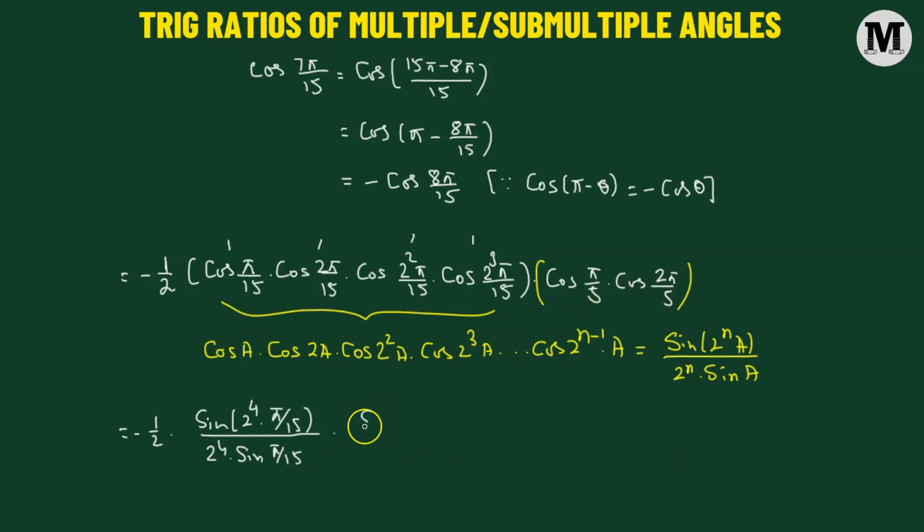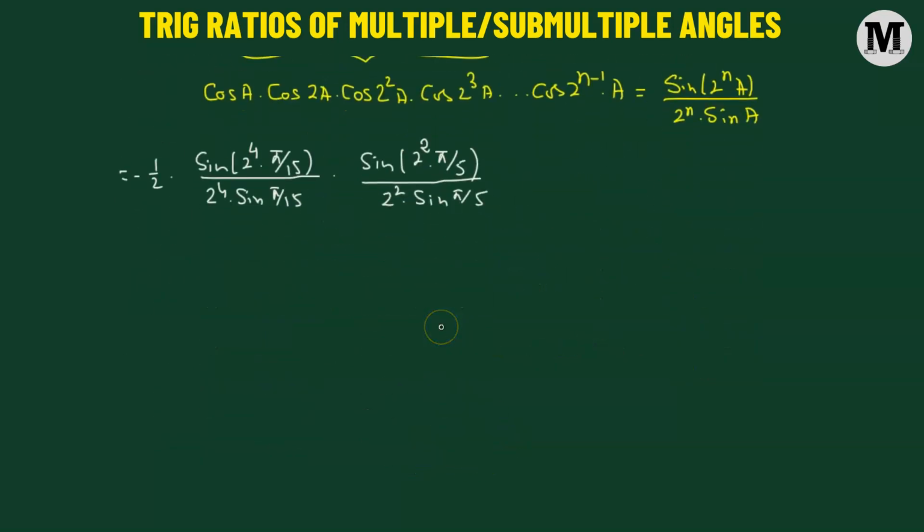similarly here we have cosine of a multiplied to cosine of 2a. So this will become sine of 2 raised to the power. So there are 2 cosine functions here multiplied to each other. So n value will be 2. We have 2 squared times a. A is pi over 5 divided by 2 raised to the power of 2 times sine of angle pi over 5. Okay, so let's further simplify.